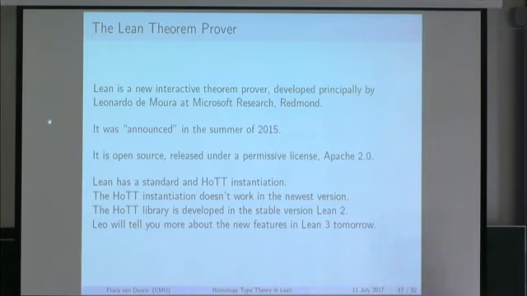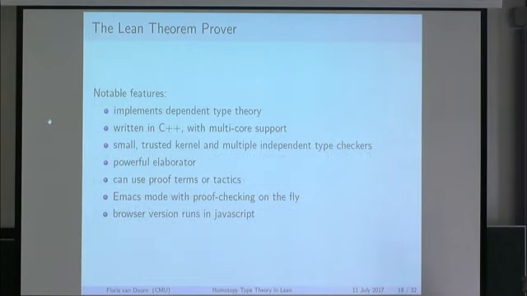So we developed the Homotopy type theory library in the previous but stable version of Lean 2. So these are some features of Lean. It implements a powerful dependent type theory. It's written in C++ and has support for multicore.